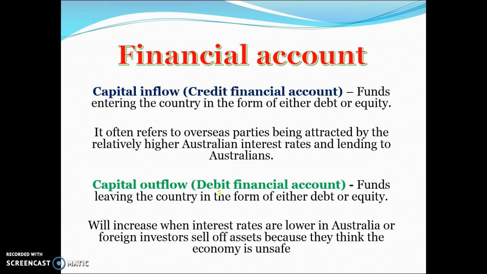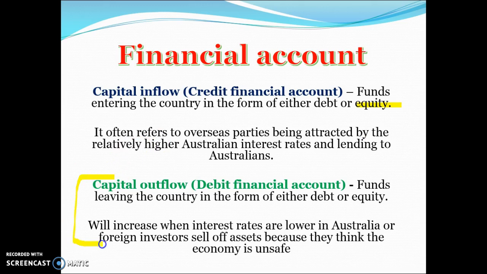Capital inflow will always be recorded as a credit, and essentially it's a transaction when Australia is receiving money, and it's only receiving money from transactions that belong in the financial account. The two types of capital inflow we'll talk about mainly are either borrowing money from overseas, so when we issue debt, or when Australian companies sell off part of their company overseas, which is essentially equity financing. It refers to overseas parties being attracted by high interest rates, and essentially either we borrow money from other countries or we sell them our assets.